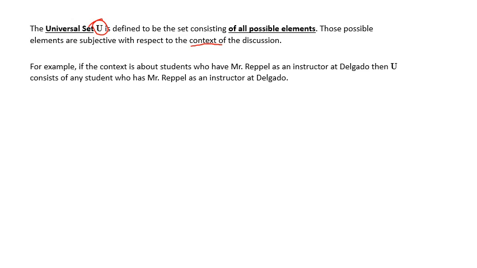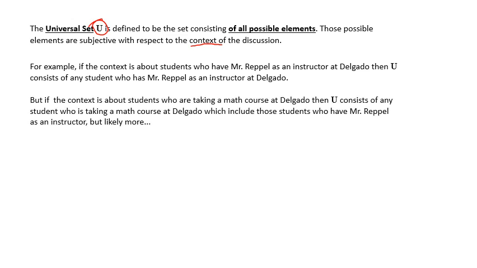For example, if the context is about students who have Mr. Rappel as an instructor at Delgado, then U represents or consists of any student who has Mr. Rappel as an instructor at Delgado. But if the context is about students who are taking a math course at Delgado, then the universal set U will consist of any student who is taking a math course at Delgado. These would include the students who have Mr. Rappel as an instructor, but likely more.